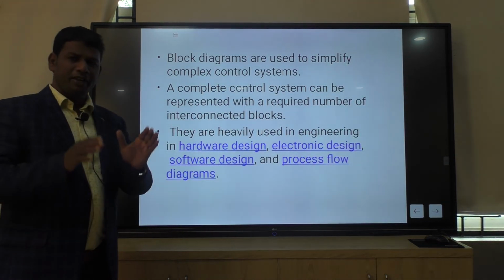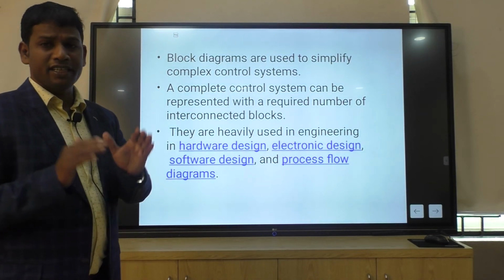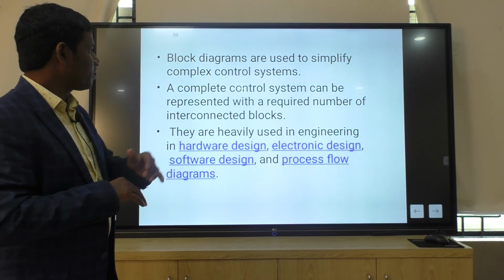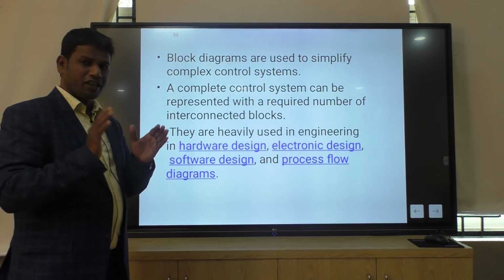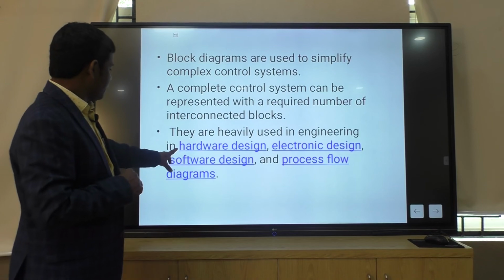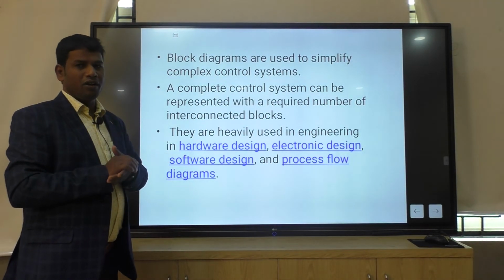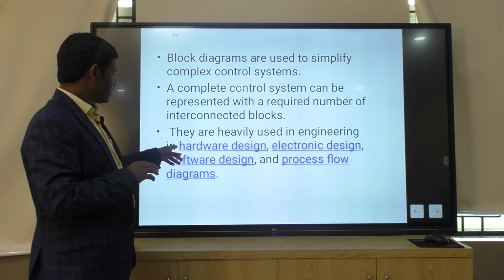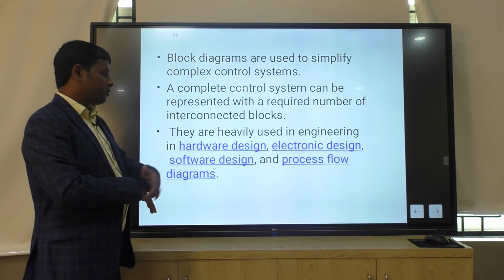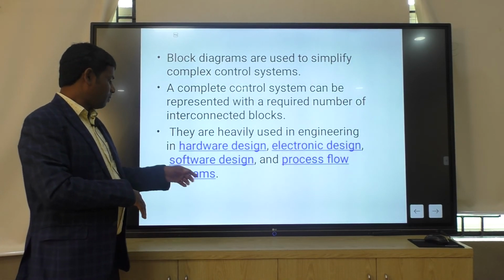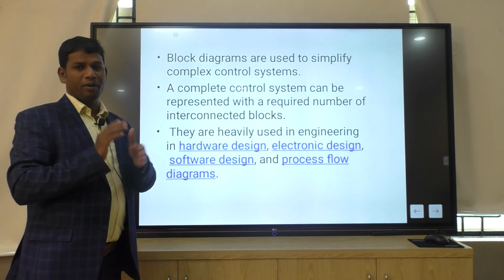A block diagram is used particularly to simplify the representation of a complex system. A complete control system can be represented by a number of interconnected blocks. As for applications, the block diagram is used in the field of electrical engineering, particularly for hardware design circuits, electronic design circuits, software design circuits, or process flow diagrams. When we represent such circuits, we take the help of a block diagram.